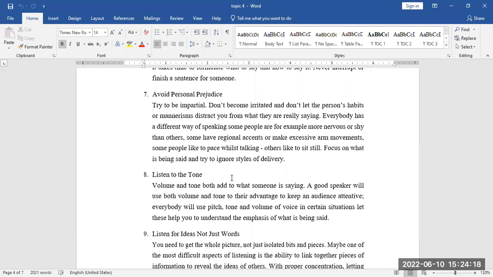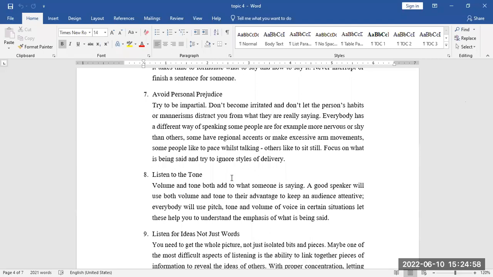So everybody has a different way of speaking. Some people are, for example, more nervous or shy than others. Some have regional accents. You'll hear people having different accents, or make excessive arm movement. Kuna watu ambao wakiongea wanarusha mikono iko kwa hewa tu. Ama body movement. Some people like to pace while talking. Others like to sit still while talking. So focus on what is being said and try to ignore the styles of delivery.